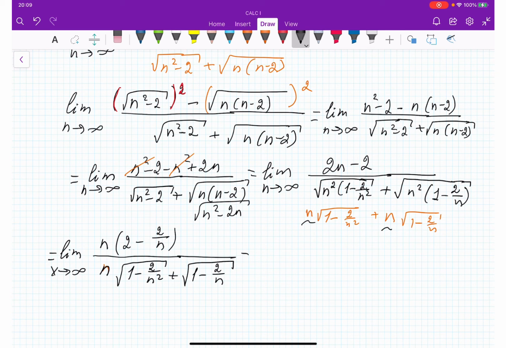This is equal. This n and n is gone, right? And as a result, we are getting the limit as x approaches infinity. Actually, let me plug it in already. We can plug it in. It's going to be 2 minus 2 over infinity, and here I have 1 minus 2 over infinity. Yes? Even infinity squared is still going to be infinity, plus square root of 1 minus 2 over infinity.